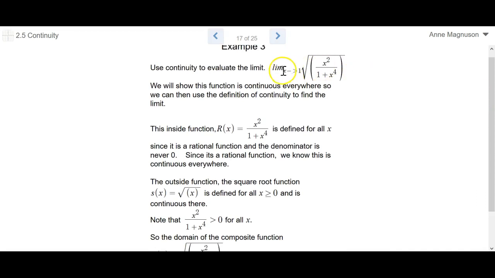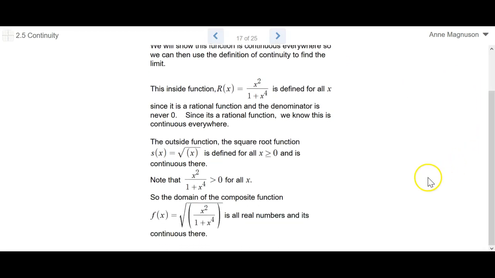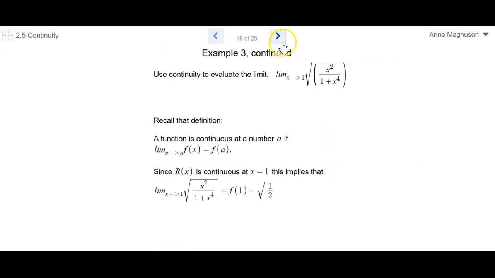So that means that the limit as x approaches 1 of this function must actually equal f of 1, because that's the definition of continuity. So since we know it's continuous, we can evaluate the limit by just plugging in f of 1. We're plugging 1 into the function, and we get the square root of 1/2.